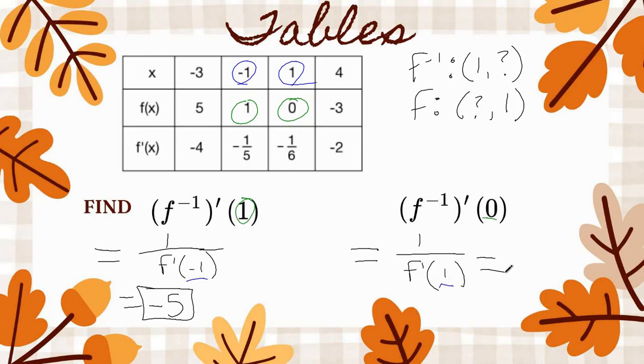And f prime of 1 is -1. Okay, so then if I take the reciprocal of that, we get just -6. Not a super hard process as long as you remember to flip your x's and y's.